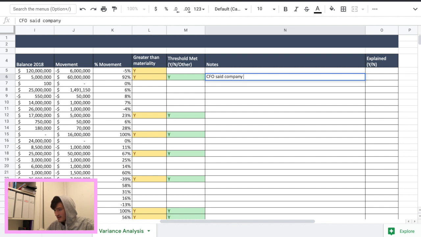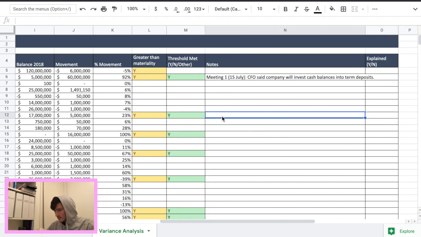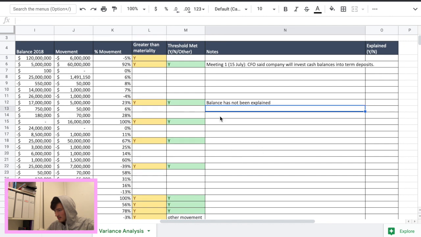So this 60 million essentially can be explained with investment of excess cash balance into term deposits. You can reference the meeting if you want. 1st of July, I think. 15th of July. Okay. And as we go along, we can check those 5 million. So that one is not explained. Not balance, movement.